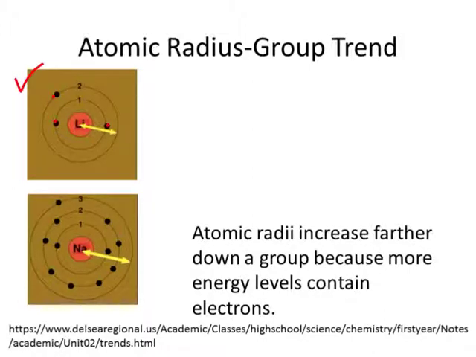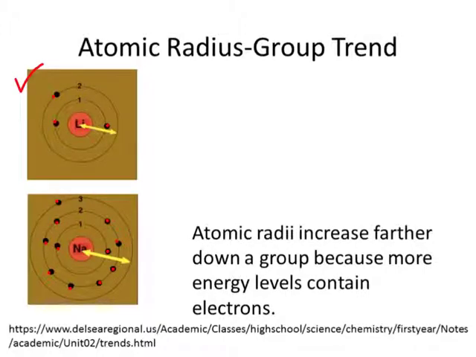Sodium has an atomic number of 11, so it has 11 electrons. It still only has 1 valence electron, but that valence electron is in the third energy level. So sodium has a nucleus, followed by 2 electrons in the first energy level, 8 in the second energy level, and then 1 in the third energy level.